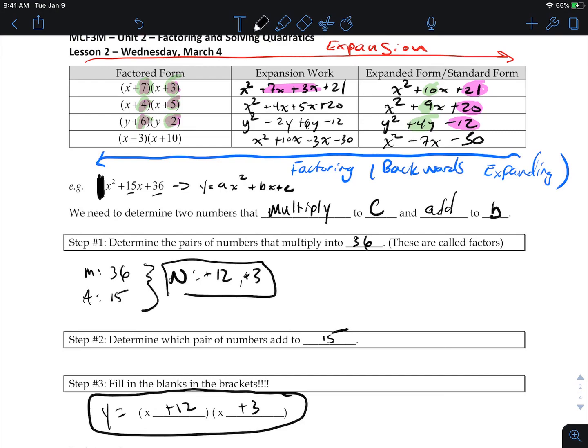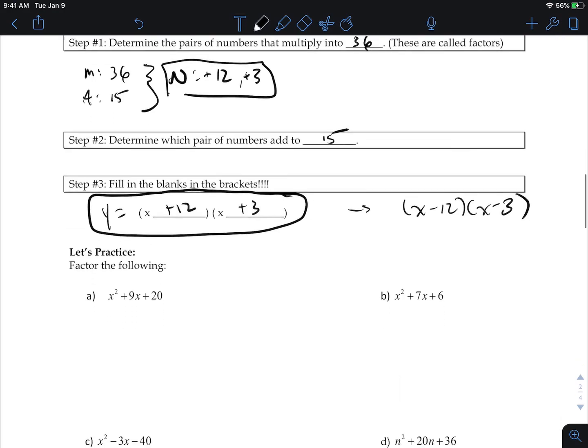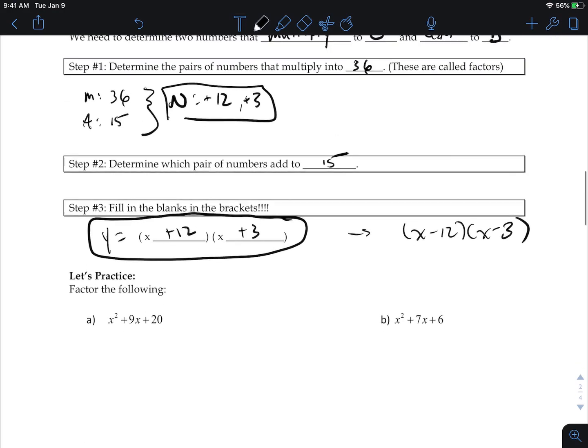If that was negative 12 and negative 3, then it would turn into x minus 12, x minus 3. Take whatever the signs are and put them right in there. That's it. And then you're done. No thinking at all. Just find the two numbers, throw the signs on them, right in the brackets, done. Okay. Everybody okay?